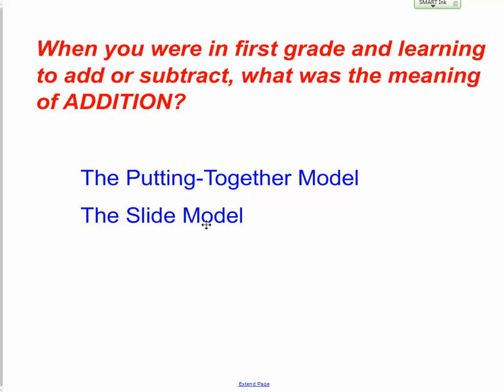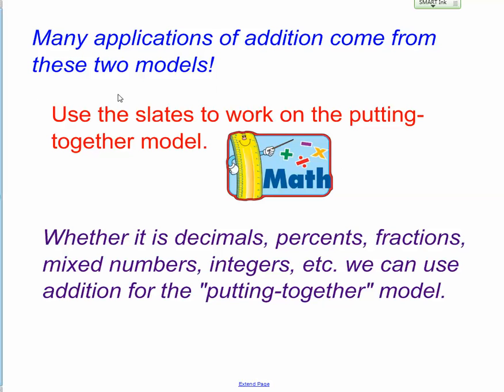And for integers, we're going to use the slide model. This is where you're sliding along a number line to show adding a positive number or adding a negative number. So we used your slates today to practice. Whether it's decimals, percents, fractions, mixed numbers, integers, etc., we use addition for the putting together model. It's just putting groups of things together.